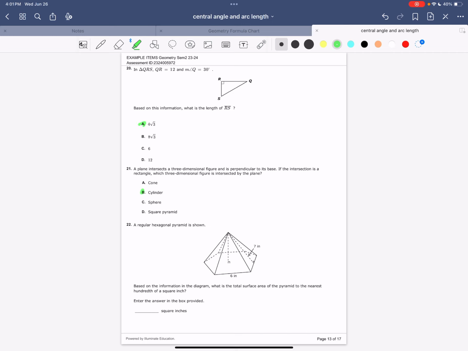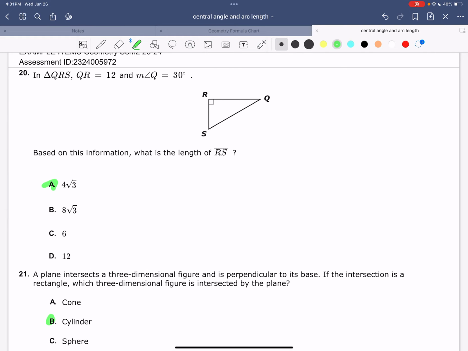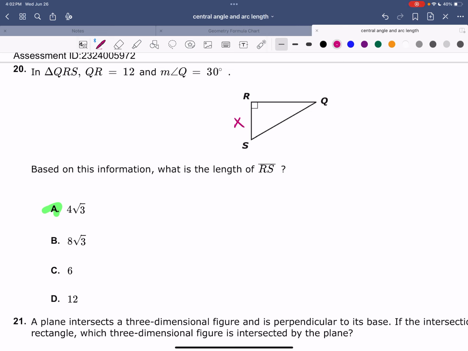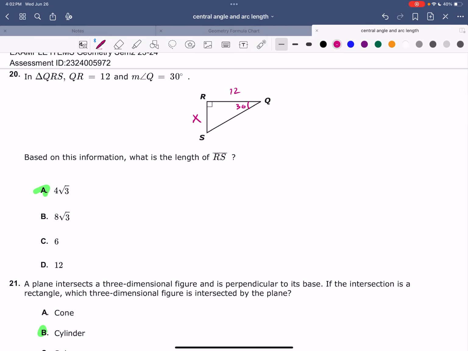I'm not going to go over question number 22 in this video because that's going to take a while. So let's look at question number 20. How do you do this one? Based on the information, what is the length of RS? You want to find this one. We know angle Q is a 30 and QR is 12. Oh, it's our favorite formula. It's SOH CAH TOA.